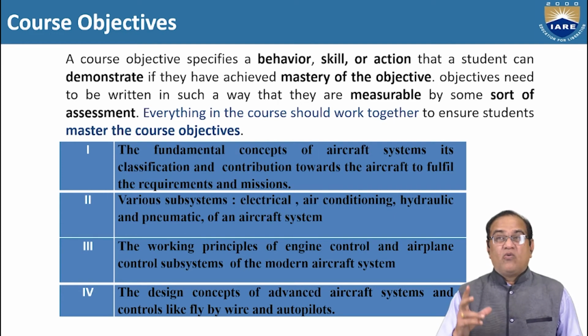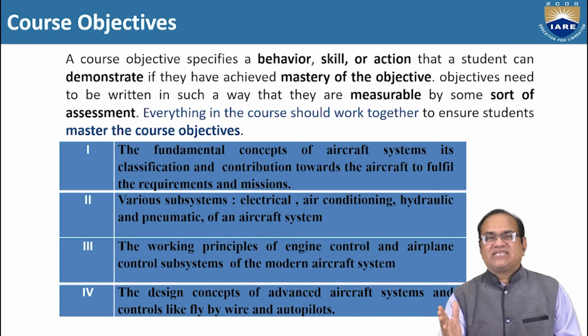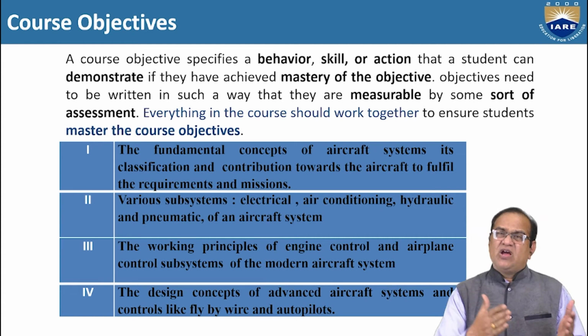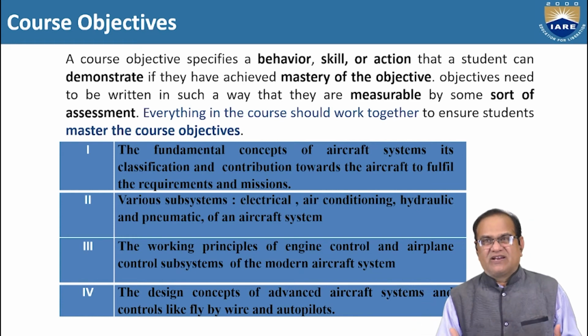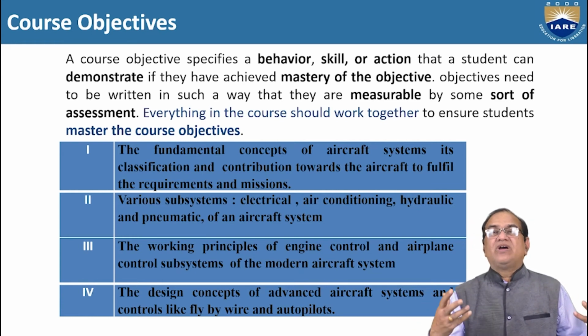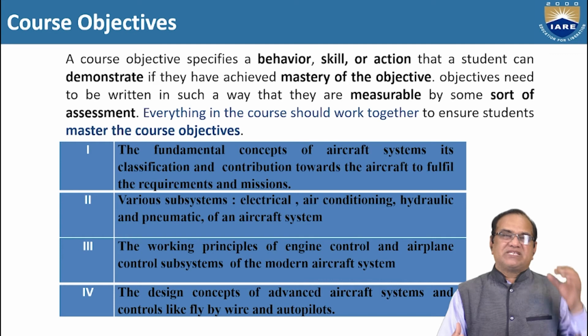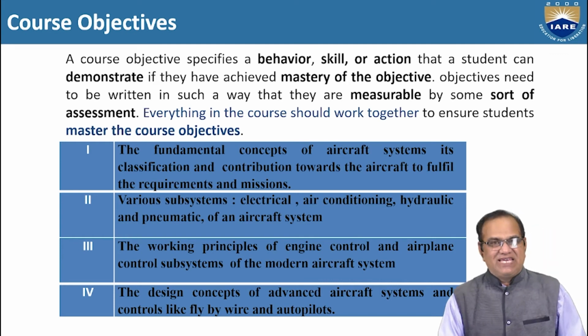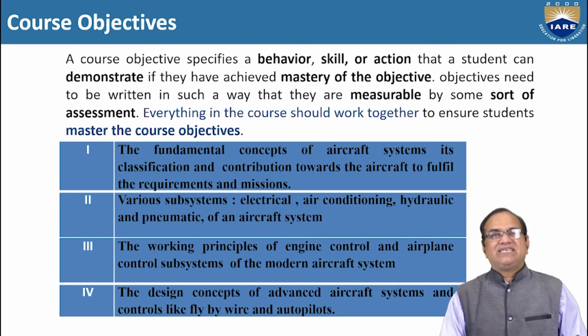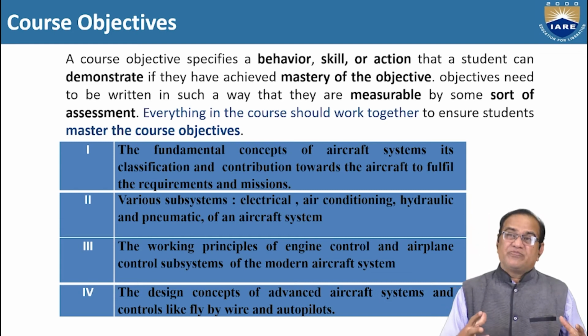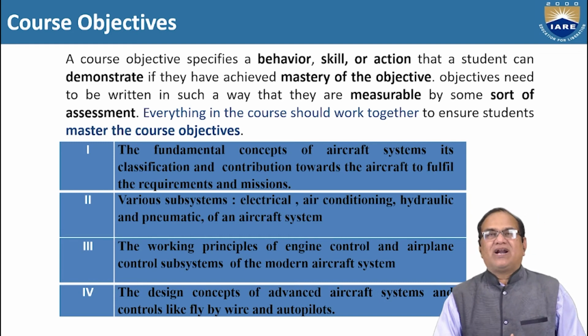So understand that whenever we write the objective, it should be measurable. It should be known how much percentage. If you take a 1 to 10 scale, how much is it? Is it 3, 4, 5, 6 or 10 out of 10? How much is he able to achieve? So it should be measurable by some sort of assessment, like we are doing here, measuring with the help of CIE, CIA and then SEE examinations. So we are measuring how much you are able to understand.